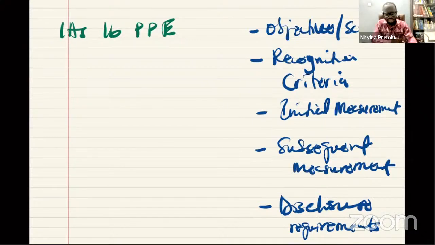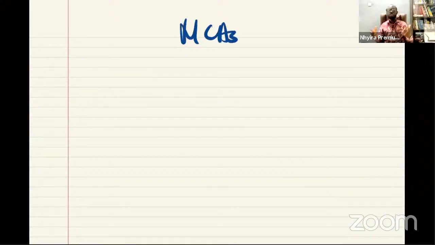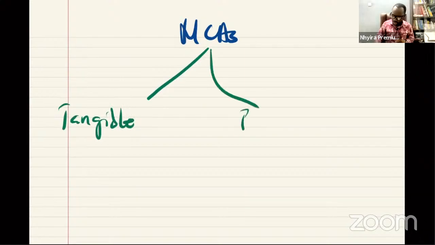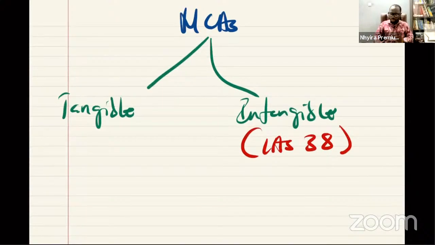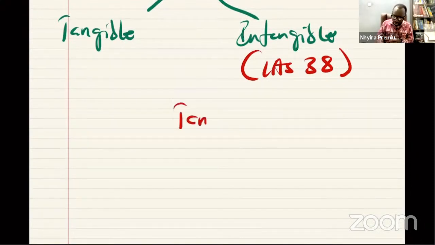In a nutshell, IAS 16 is a standard developed to account for owner-occupied non-current assets. Depending on the way we account for them, we have the tangible non-current assets, stay with me carefully here because I'm just beginning to bring out the principles, and then we have the intangible non-current assets. Usually, when it comes to intangible non-current assets, that is where IAS 38, Intangible Assets, comes in, and we're going to look at that later on. But our focus here is the tangible non-current assets.